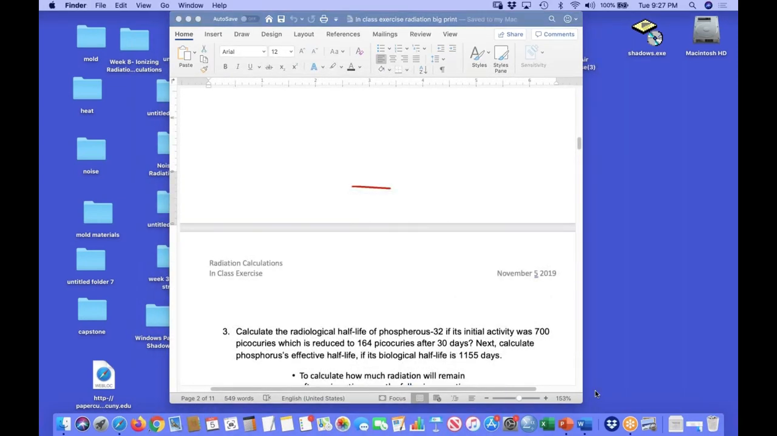Okay, I'm going to start here, and then we'll talk about which formulas we're going to apply. Calculate the radiological half-life of phosphorus-32 if its initial activity was 700 picocuries, which is reduced to 164 picocuries after 30 days. Next, calculate the phosphorus's effective half-life if the biological half-life is 1155 days. We went over something like this when we were working on the PowerPoints, I think.